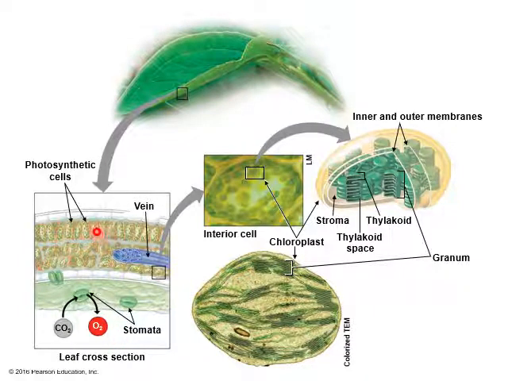If we then take a closer look at one of those cells, right? We see a cell there that has a whole bunch of chloroplasts in it. Each of these green things are the chloroplasts. If we then blow up that chloroplast, we see there's an inner and outer membrane of the chloroplast. And inside of it, we have these things that are each individually known as thylakoids.